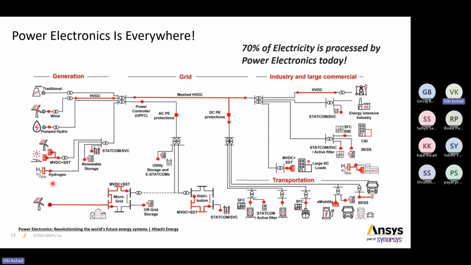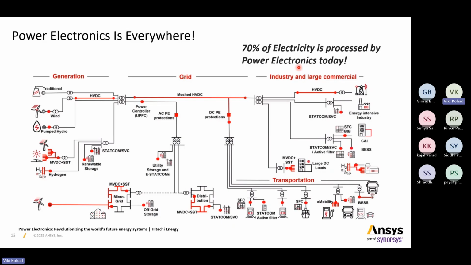Now you can see the power electronics is everywhere. Any of the electronic components that you might see, you can see the power electronic components are there. The IGBTs, MOSFETs are there. The various power electronic components are there. The diodes are there. The rectifier circuit. So these are the power electronic components you might see everywhere. And you can see that 70% of the electricity is processed by the power electronics today.